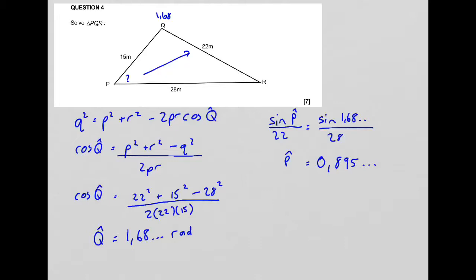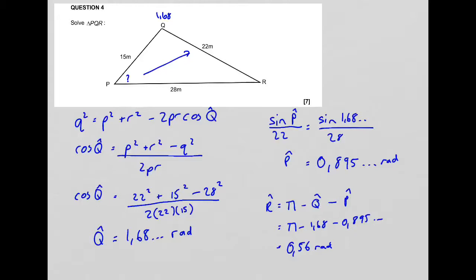And in order to get the final angle R, we need to say pi minus angle Q minus angle P, and that's going to give us pi minus 1,68 minus 0,895, and that final answer is 0,56 radians.